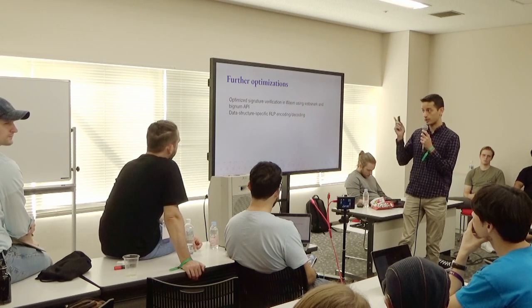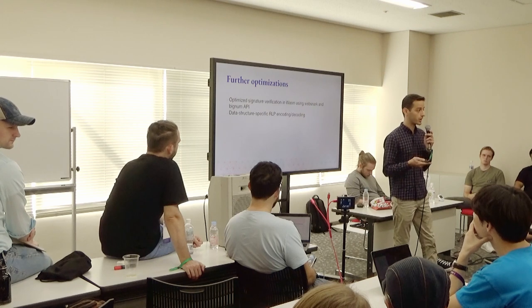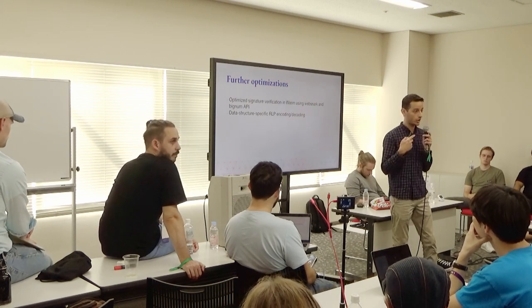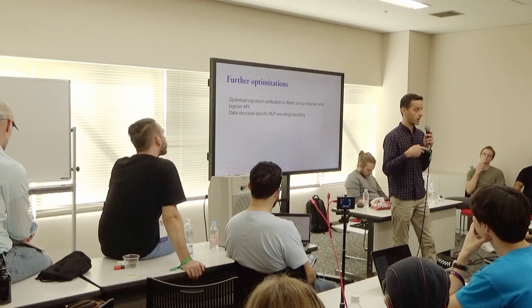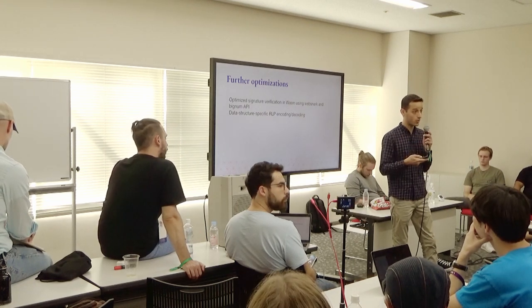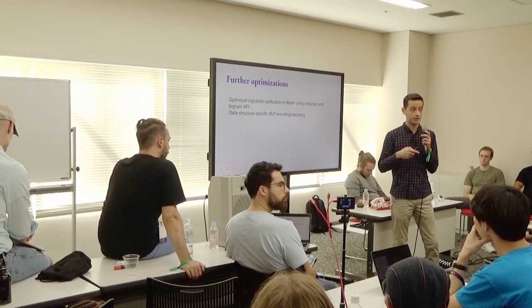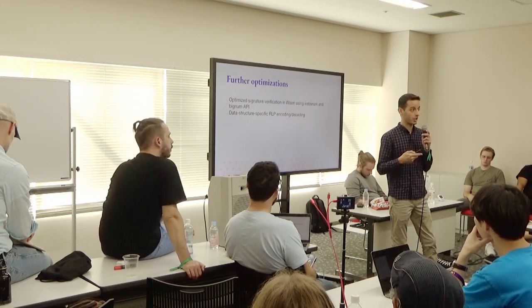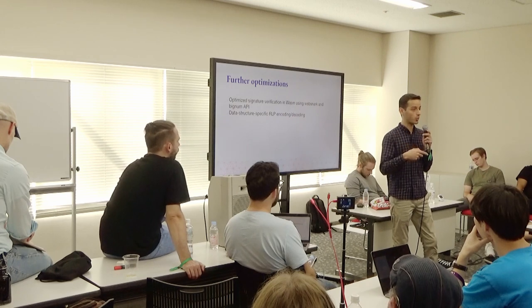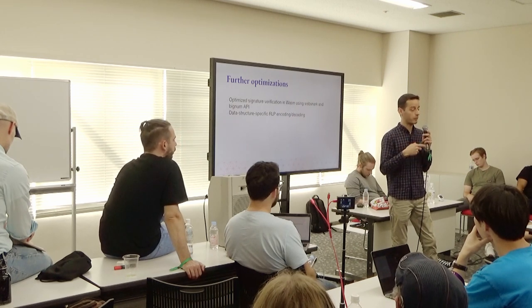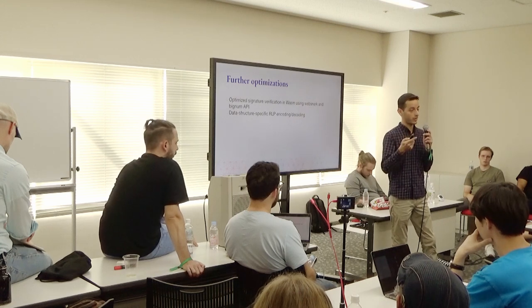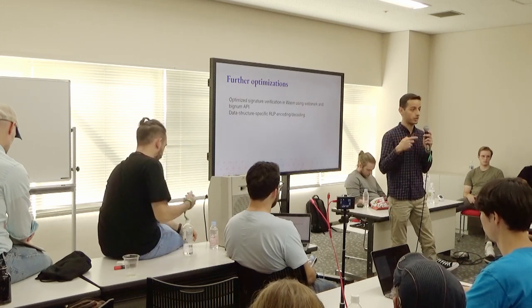Another thing that we do is optimized RLP encoding and decoding. Instead of having a generic encode and decode, we have specific encoders and decoders for every data structure. This is because, for example, for a branch node, we know how it's going to look. We have much more information, so we can encode or decode with a lot less memory copies or overhead.